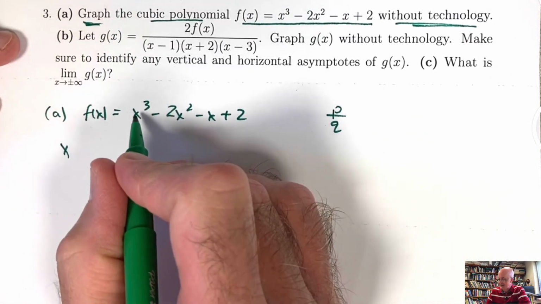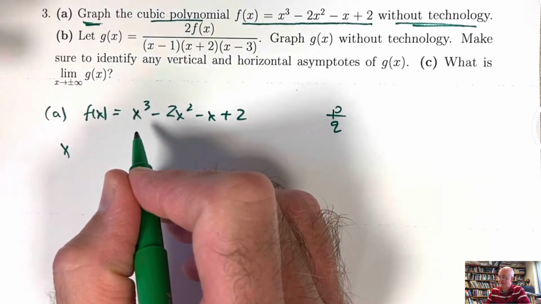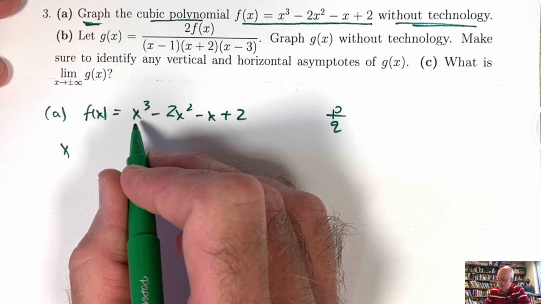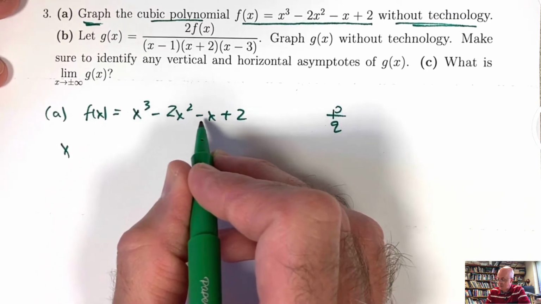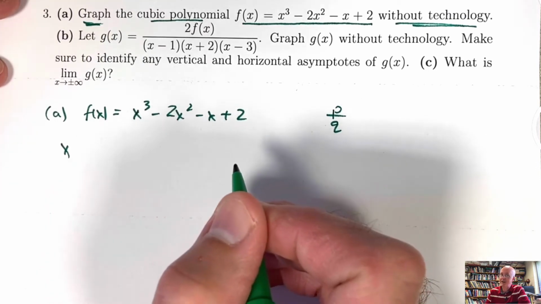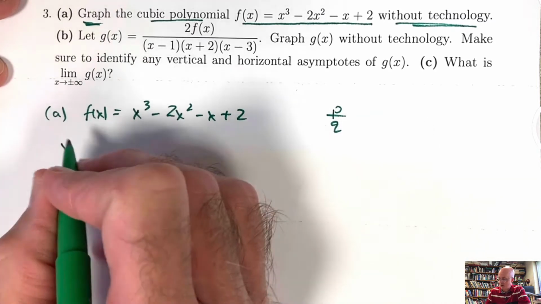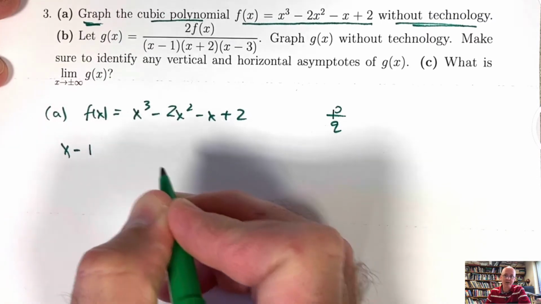Actually, we can pretty quickly guess a root. For example, 1 is a root. If you plug in x equals 1 here, you get 1 minus 2 minus 1 plus 2 is 0, right? You're going to get 3 plus negative 3 is 0. So 1 is a root. X minus 1 should be a factor.